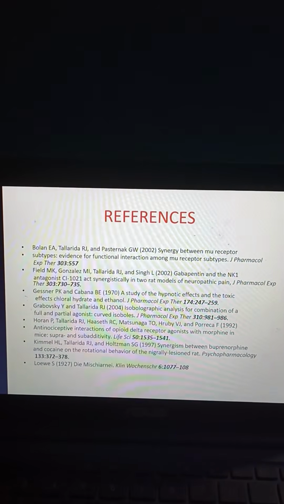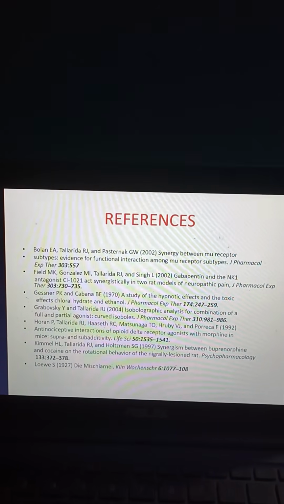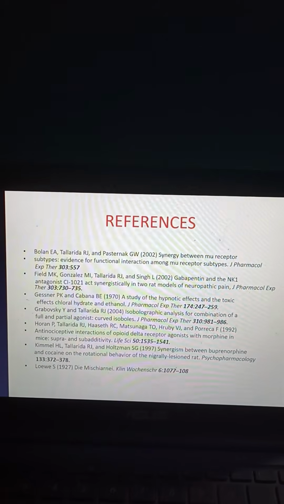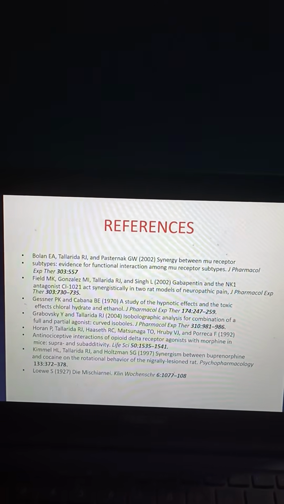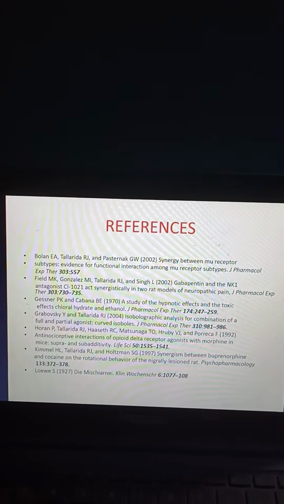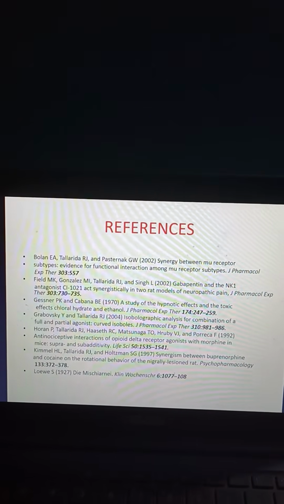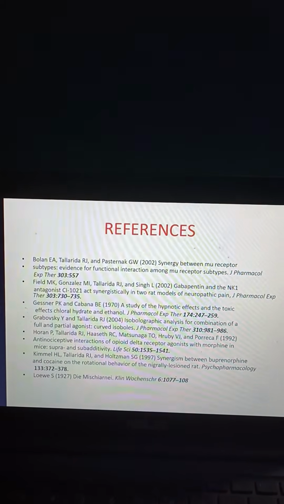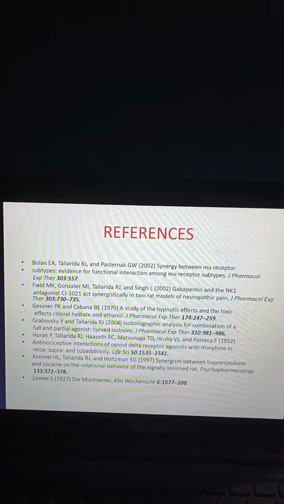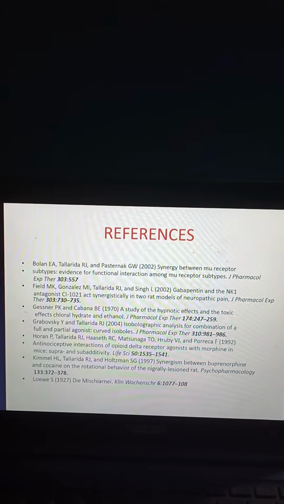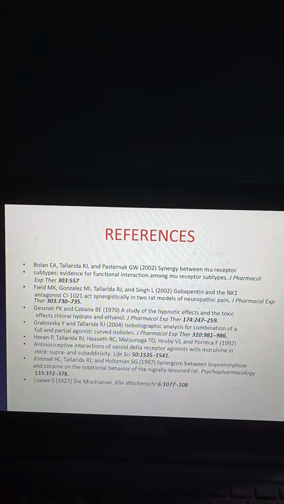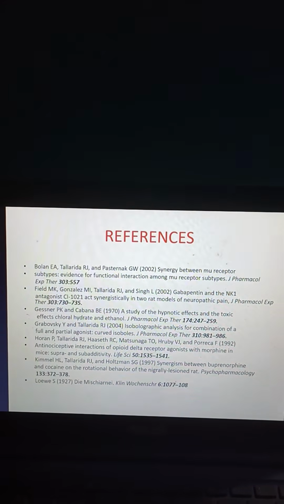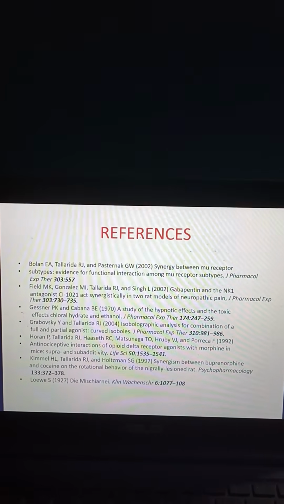So these are my references. You can go through these articles, these references, to learn more about isobologram. Isobologram is a difficult topic in pharmacology, but you can go through different articles and books, and you can learn more about isobologram, and you can gain a lot of knowledge about isobologram.